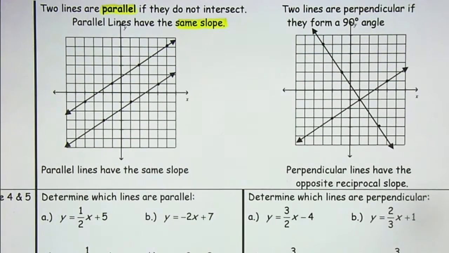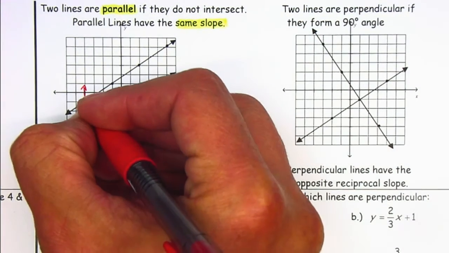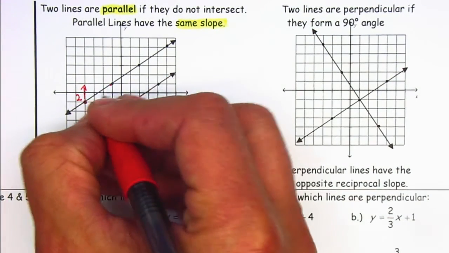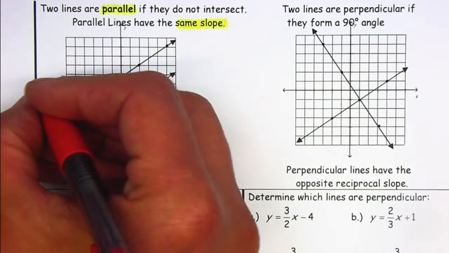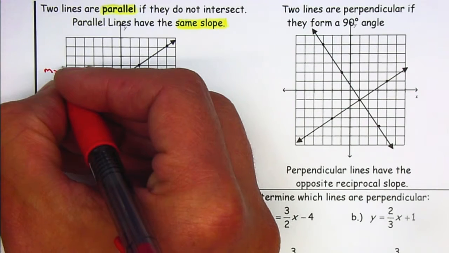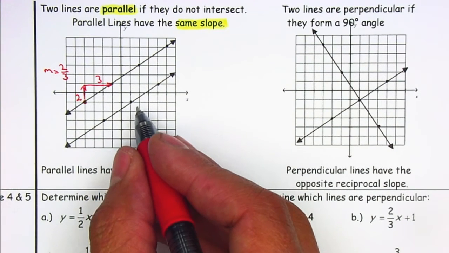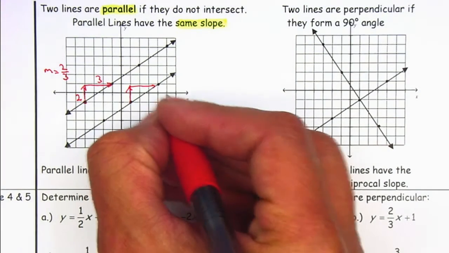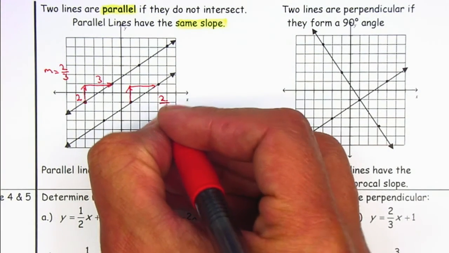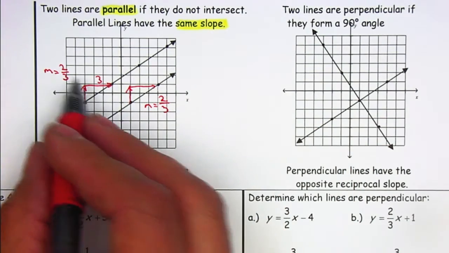We have two parallel lines. If you notice the slope for the first one, from this point to this point, it's up 2 and to the right 3. So my slope for the first line will be 2 over 3. Now if we calculate the slope for the other line, which is parallel, it's also up 2 and to the right 3. So two lines are parallel if they have exactly the same slope.